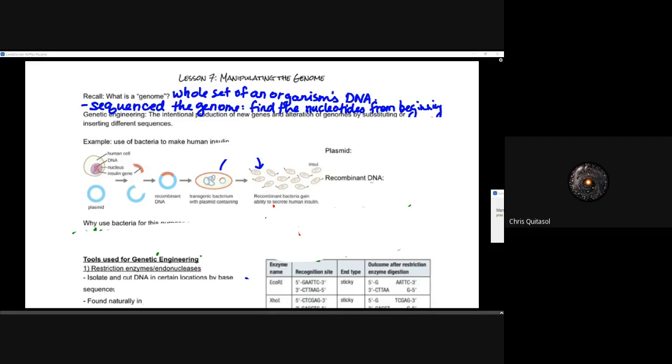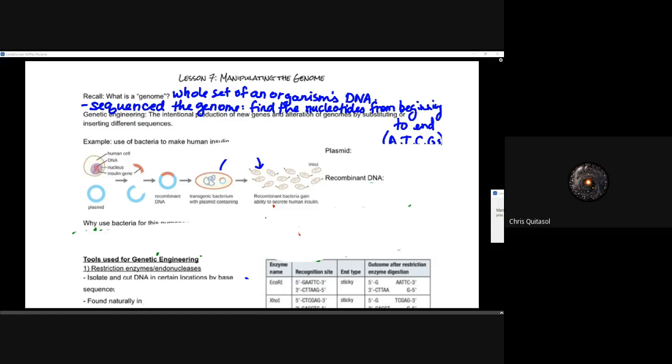And that is that it's the whole set of that organism's DNA. The sequenced genome is the nucleotides essentially from the absolute beginning to the absolute end, those A, T, C's, and G's. Every single one of them, the exact order that they're in, start to finish. So the reason why we want to understand the sequence of any and all genomes is that it allows us to engineer some aspects.